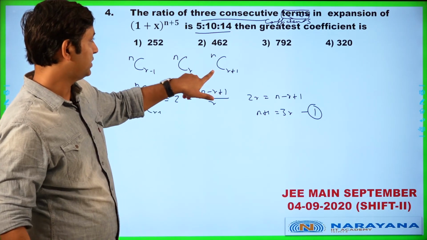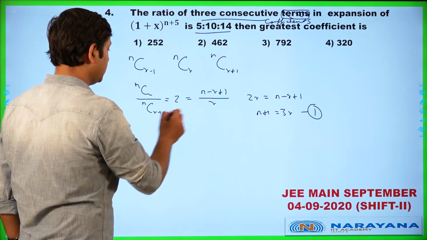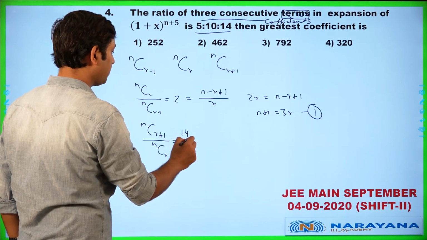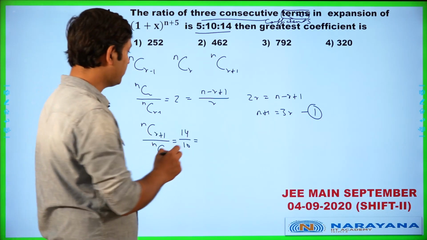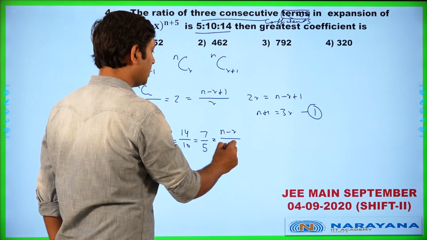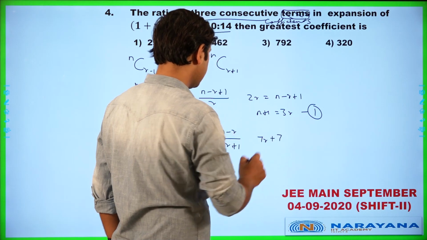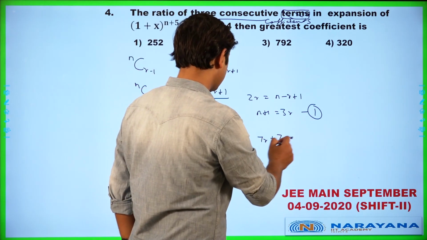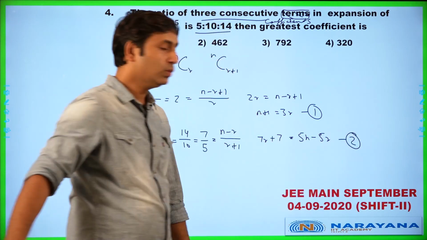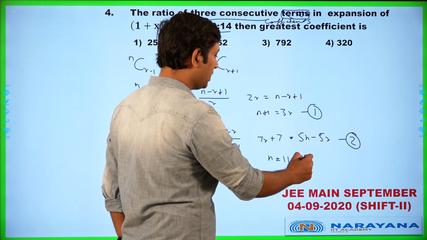Similarly, we'll apply the ratio of these two, nCr plus 1 and nCr is equal to 14 upon 10. We'll write nCr plus 1 upon nCr is equal to 14 upon 10, which is 7 upon 5, and that is equal to n minus r upon r plus 1, which will give us 7r plus 7 is equal to 5n minus 5r. We'll take that as equation number 2. We'll solve these two equations. We'll get n is equal to 11.